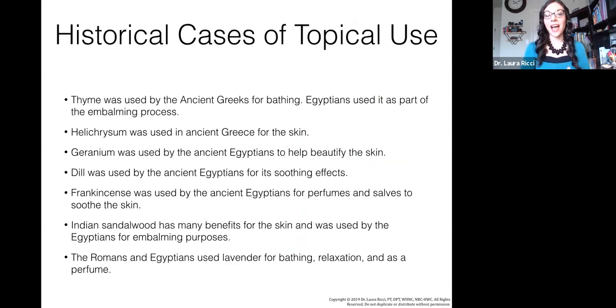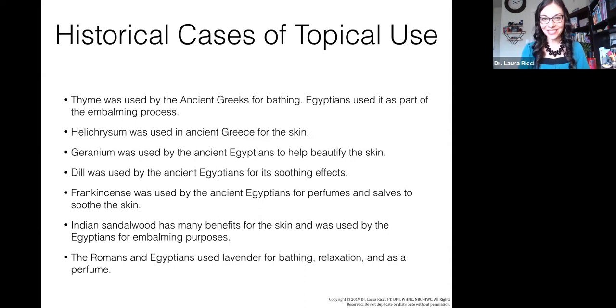Now, I thought this was kind of interesting if there are any history buffs out there, but did you know that thyme was actually used by ancient Greeks for bathing, and the Egyptians used it as part of their embalming process? Helichrysum, which is one of my favorite oils for emotional support. We often think of it if we get a cut or we're bleeding and we can put it on to help with that. But it was used in ancient Greece for the skin, has some beautiful purifying properties for the skin, as well as geranium. That was used by the ancient Egyptians to help beautify the skin.